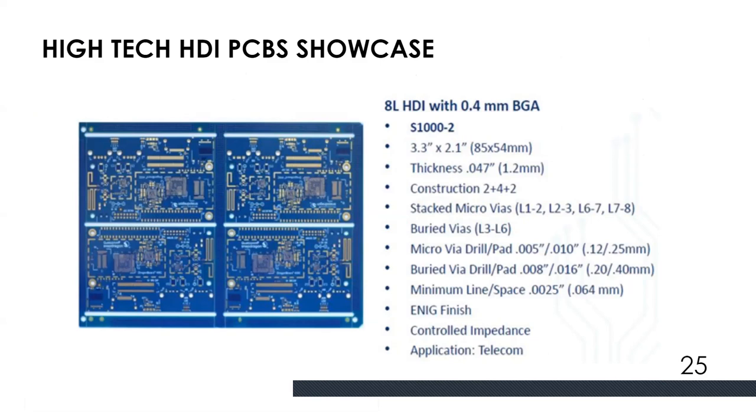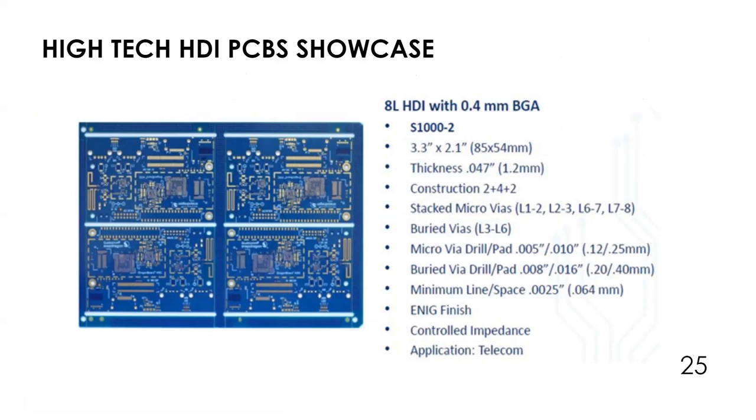Then in the picture you can see here, there are some HDI PCBs in the showcase. This is an 8-layer HDI with 0.4 mm BGA. Whenever we say HDI, the number of layer count comes down. The same design in a normal case would have been like a 14 layer board. Now it has been brought down to an 8 layer board, with a thickness of almost 47 mils.